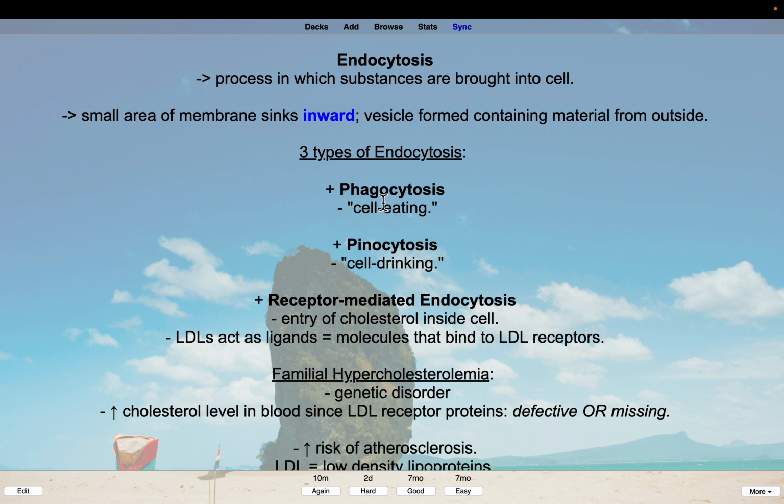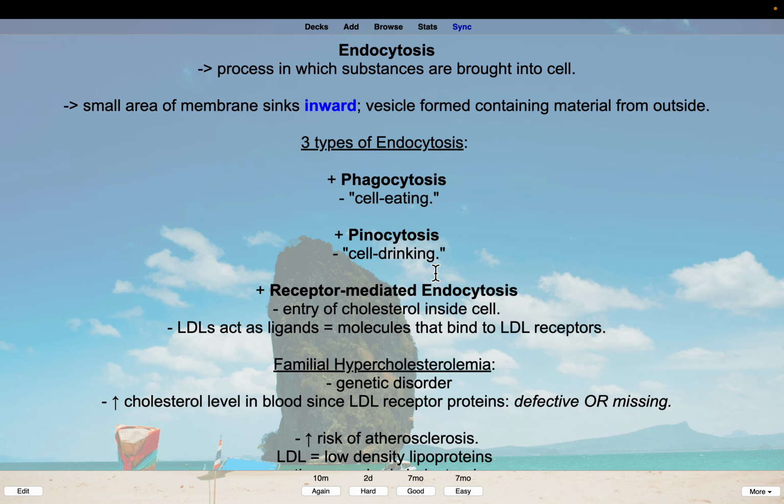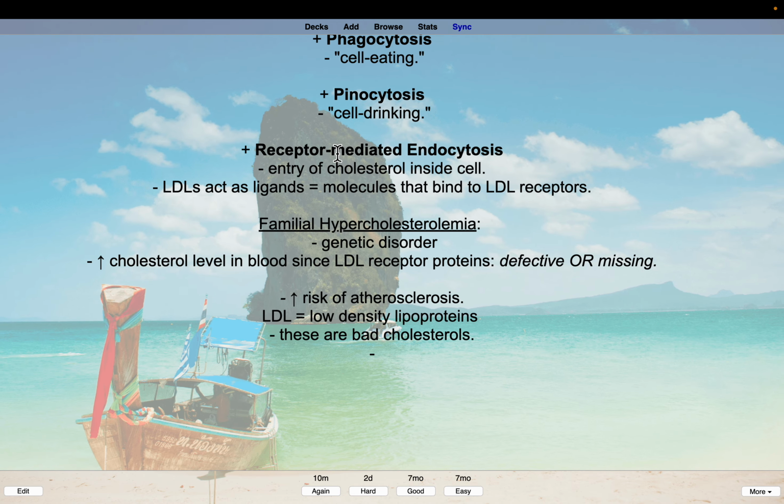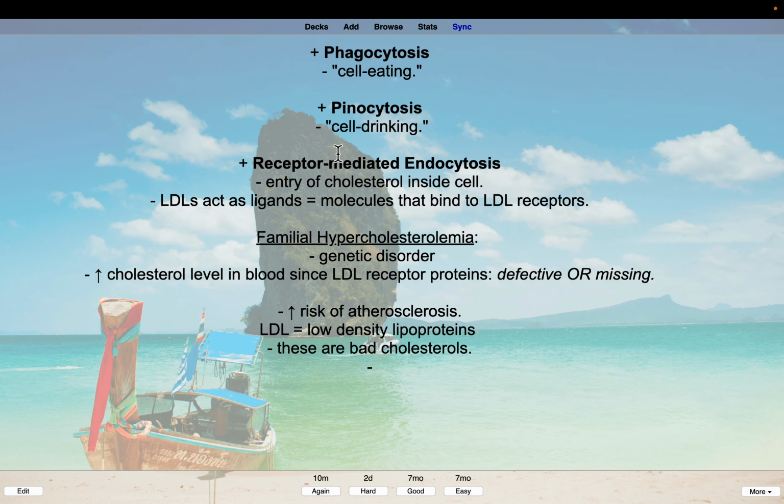Phagocytosis is in other words called cell-eating. If the intake involves a large substance, then that's phagocytosis. For pinocytosis, cell drinking, the substance being consumed from outside to inside is small. Receptor-mediated endocytosis is usually associated with cholesterol, so it is the entry of cholesterol inside the cell.